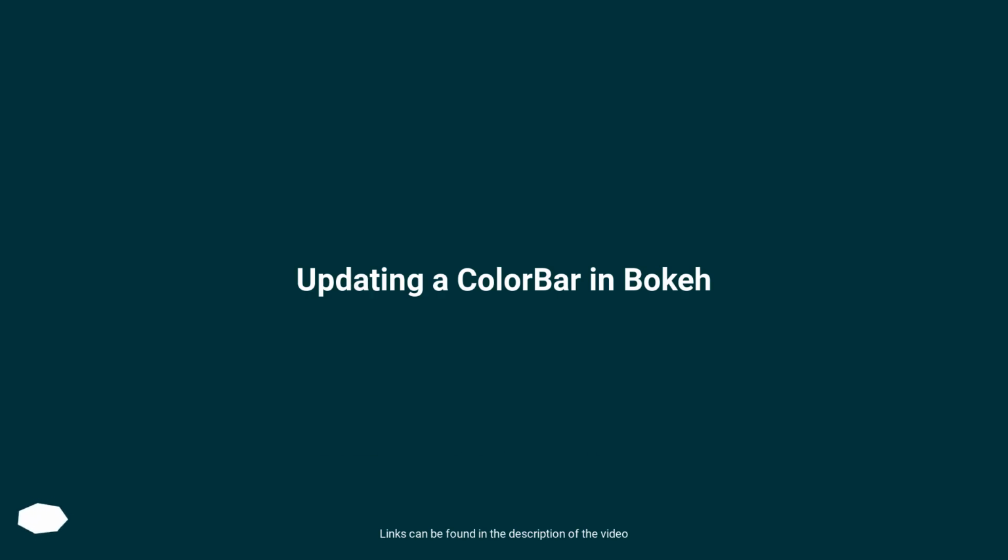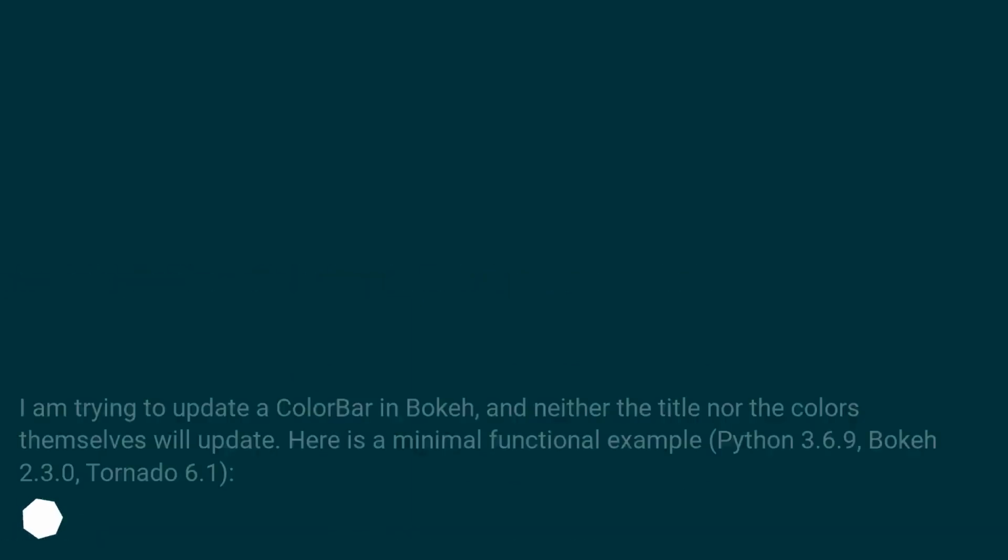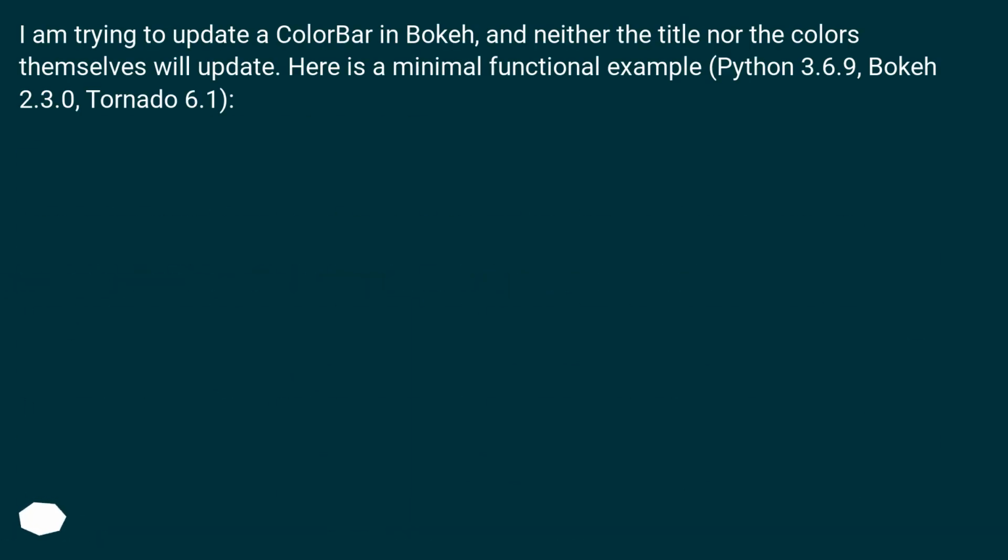Updating a color bar in Bokeh. I am trying to update a color bar in Bokeh, and neither the title nor the colors themselves will update. Here is a minimal functional example: Python 3.6.9, Bokeh 2.3.0, Tornado 6.1.